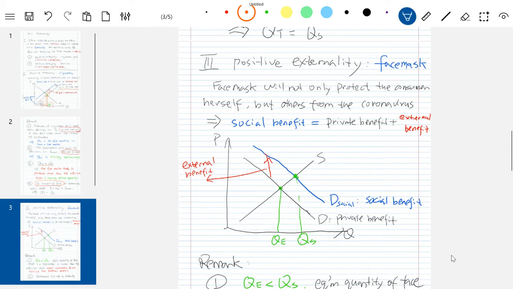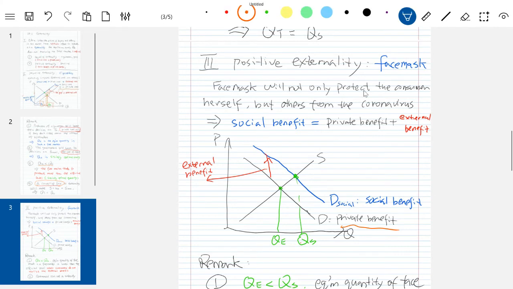In this case, since the private benefit of consuming a face mask is different from the social benefit of consuming a face mask, instead of having two supply functions, we're going to have two demand curves. One reflects the private benefit, and the higher demand curve reflects the social benefit of consuming face masks. And by the way, social benefit is defined as the private benefit plus the external benefit.